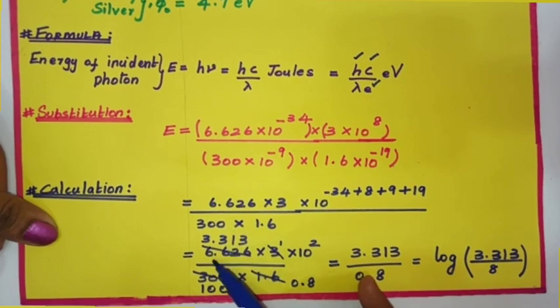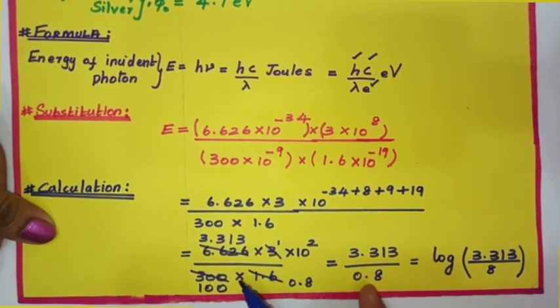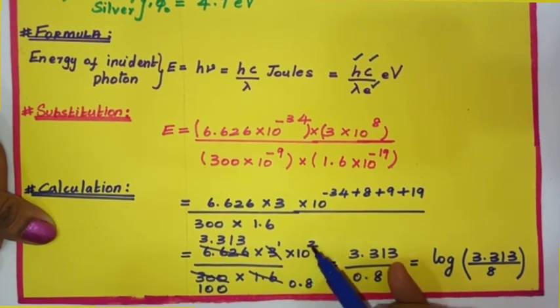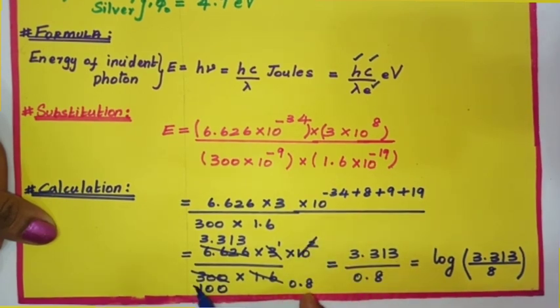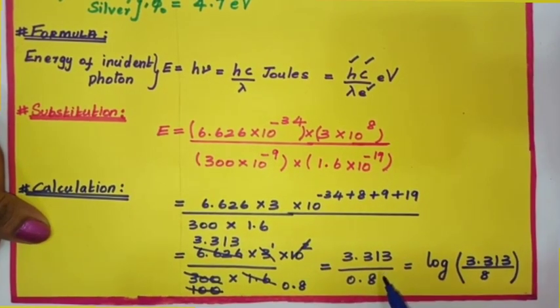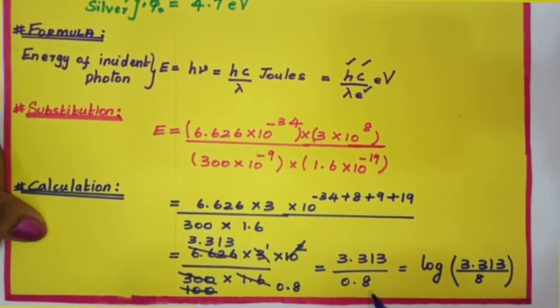Here I cancel the 6.626 and 1.6 using the two table. I get 3.313 and 0.8. Then I cancel 3 and 300. I get 100 on the denominator. And then I can cancel this 10 power 2 and this 100 also. So I get 3.313 divided by 0.8.